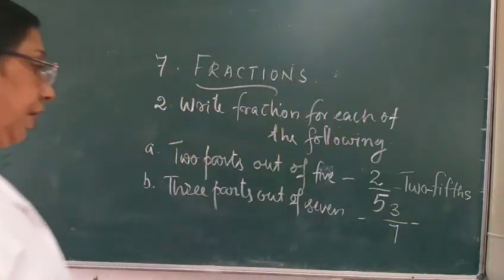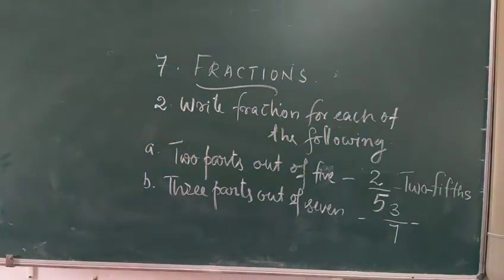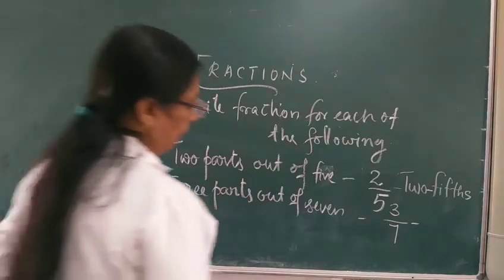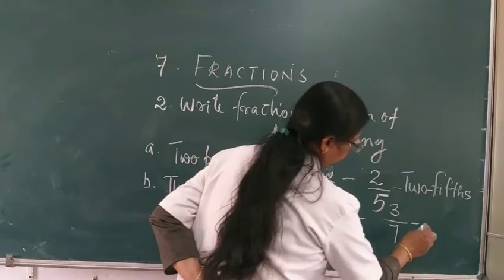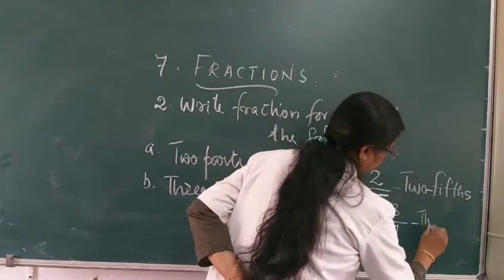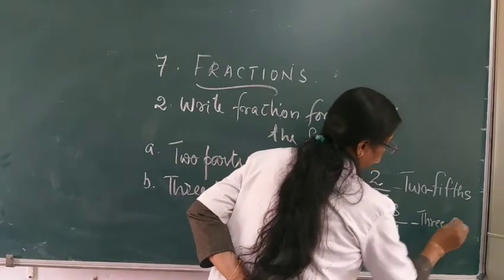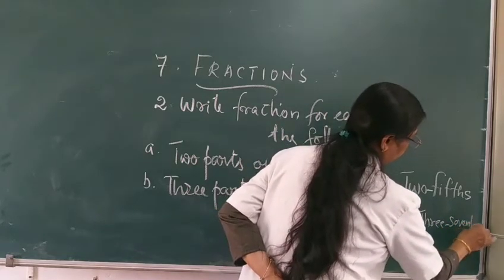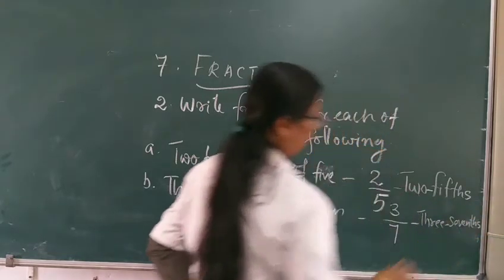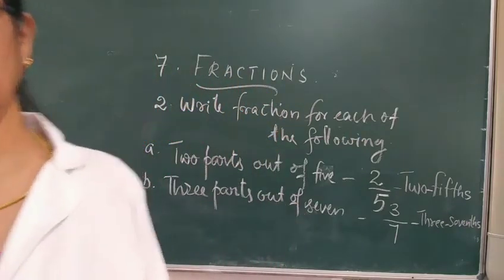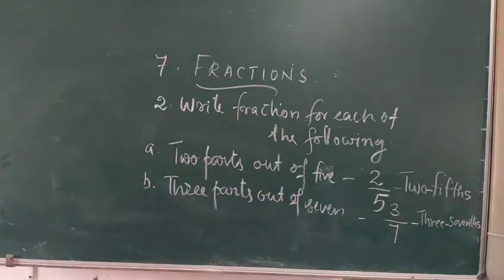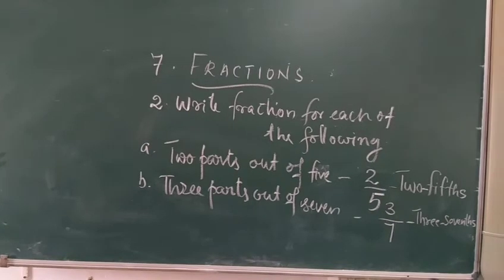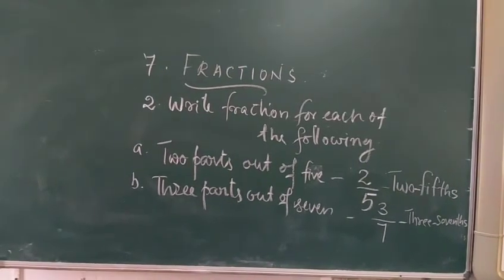Then how do you write this? 3 by 7 is 3 sevenths. S-E-V-E-N-T-H-S. Is it clear, children? 3 sevenths. Yes.